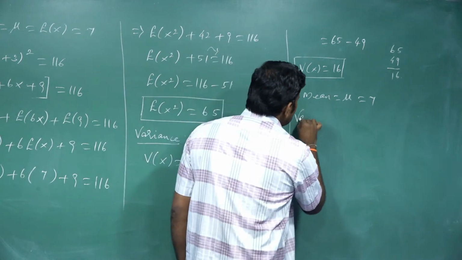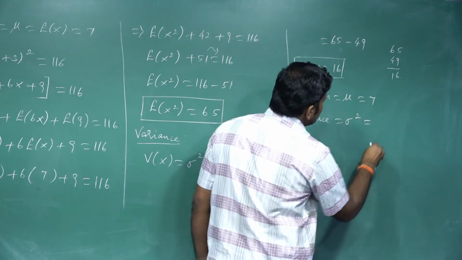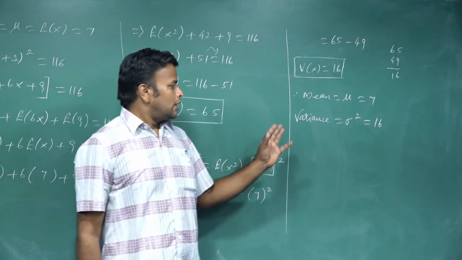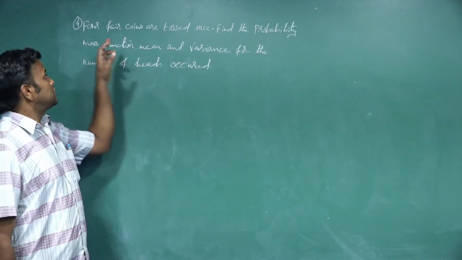Next one is the variance, whose symbol is sigma square, and that value is 16. So the mean value is 7 and the variance sigma square value is 16. Next we move to the next one.